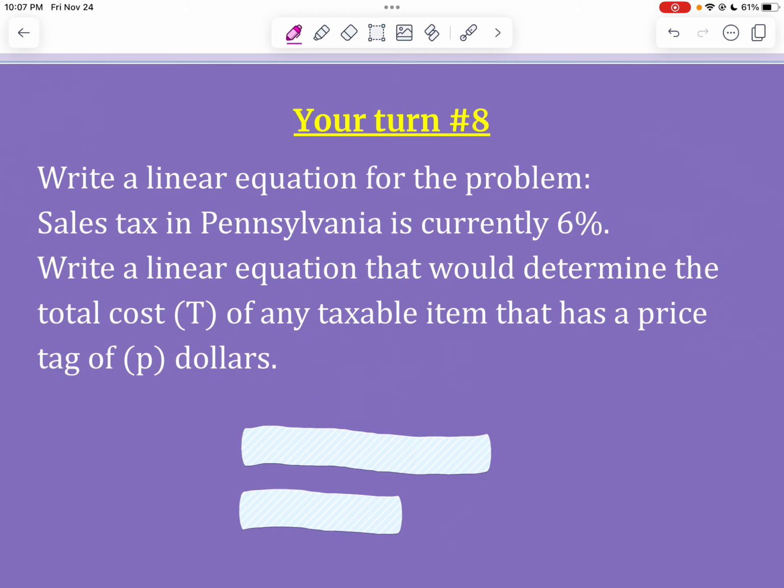So using our knowledge of the situation, that's what you're trying to do. Pause the video as you complete your turn number 8. T is the total cost, P is the price tag of that item, and we want 6% sales tax to be added on to the total to give us our total amount of the item with tax. Pause that. Once you're done, go ahead and hit play and we'll go over the answers together.